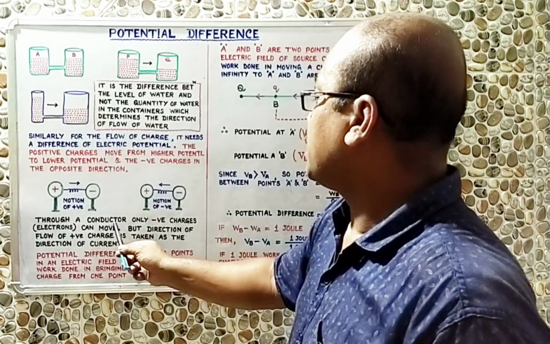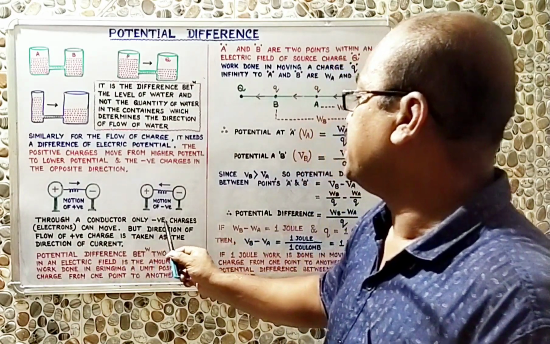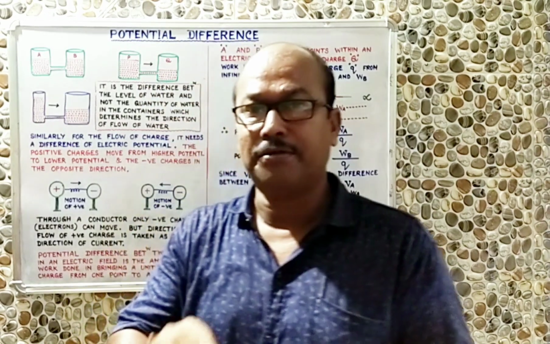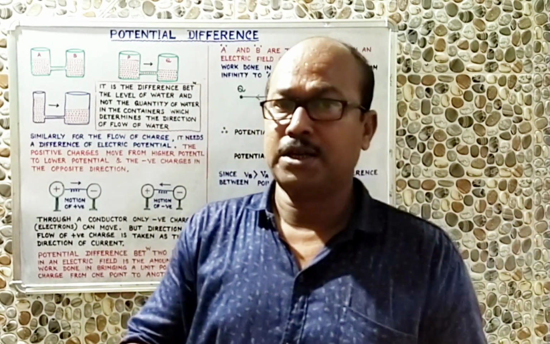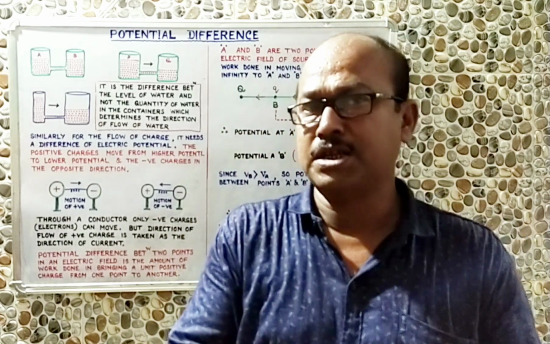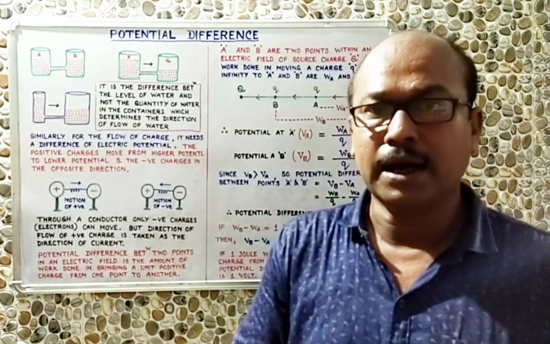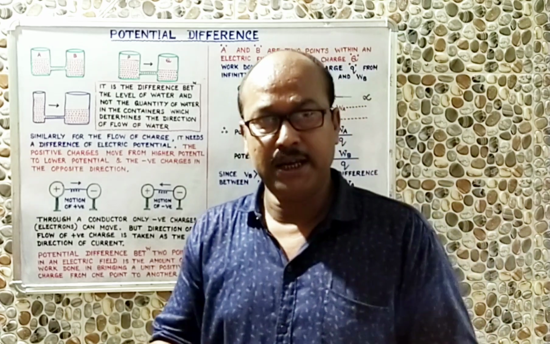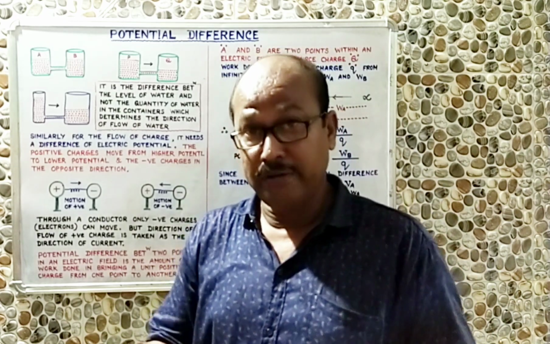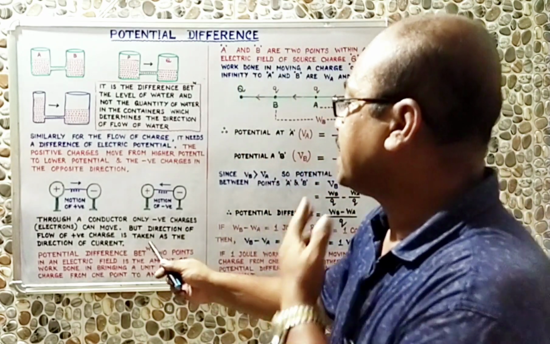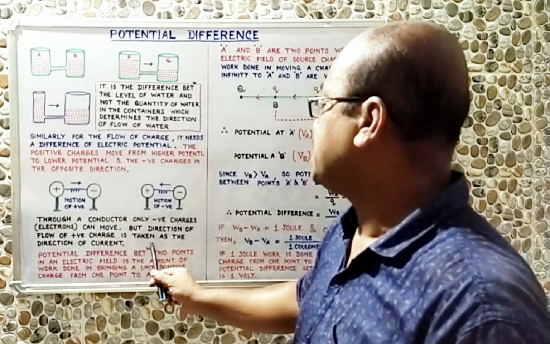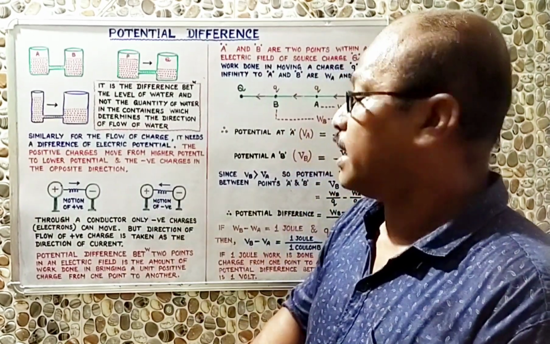Through a conductor only the negative charges, that is electrons, can move. We know that metals have free electrons, and due to the presence of those free electrons they can conduct electric current. Means the negative charges, the electrons, move through a conductor. Basically this flow of negative charges is electric current. But conventionally we do not use this. The direction of flow of positive charge is taken as the direction of current.